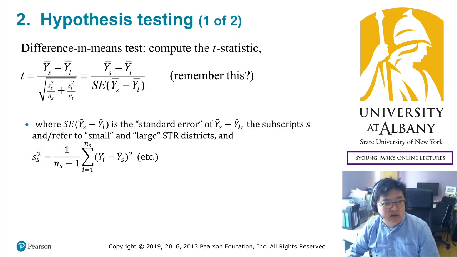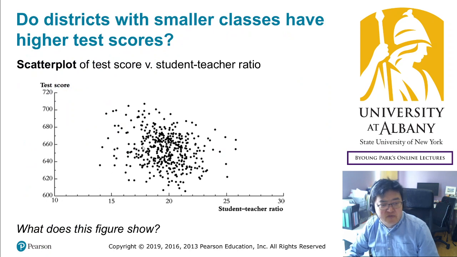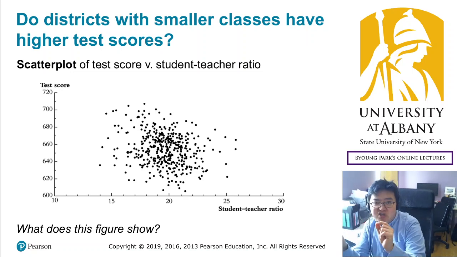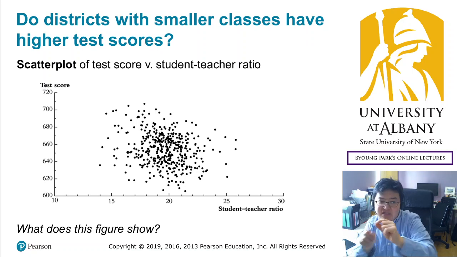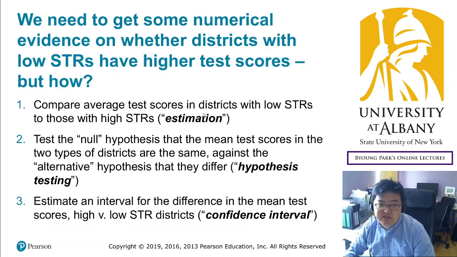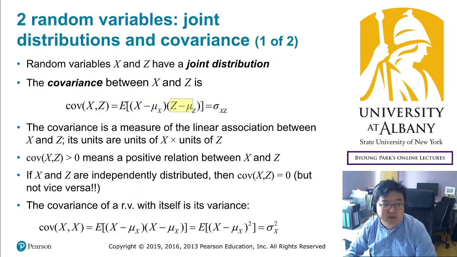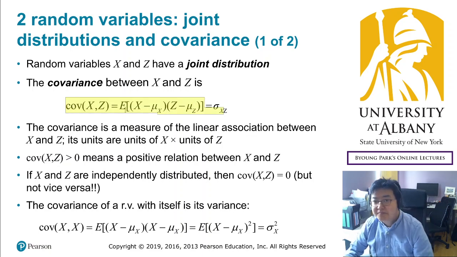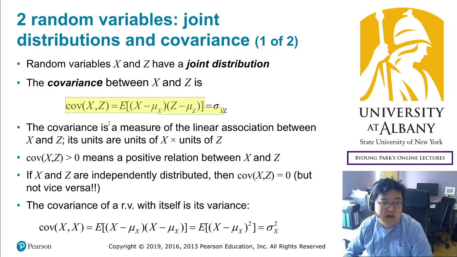If you think about a scatter plot, where the horizontal variable is x and the vertical variable is z, then the x deviation is a horizontal deviation, and the z deviation is a vertical deviation. So you multiply those deviations and take the expectation of that. It is a measure of the linear association between two variables.